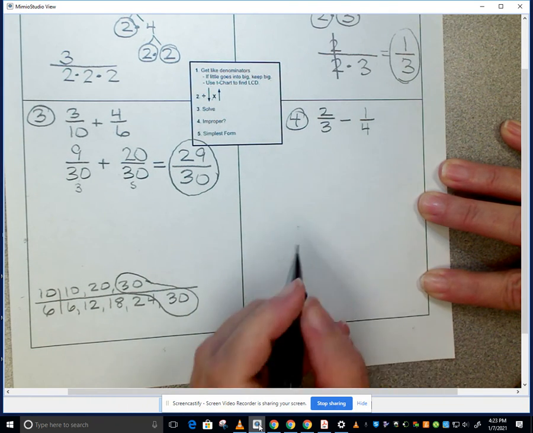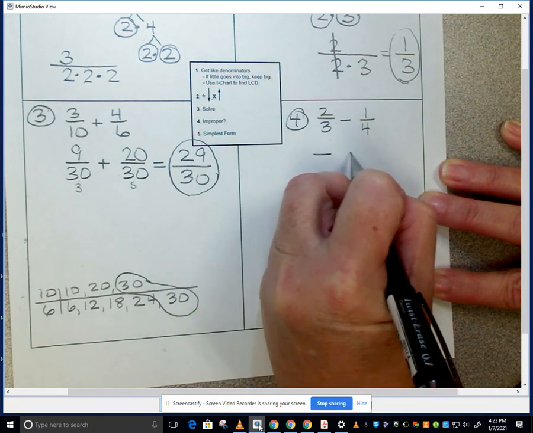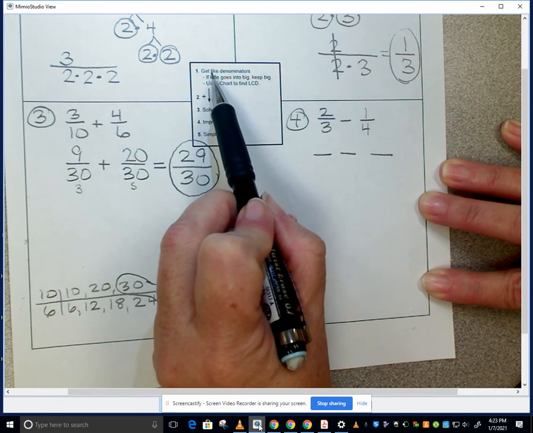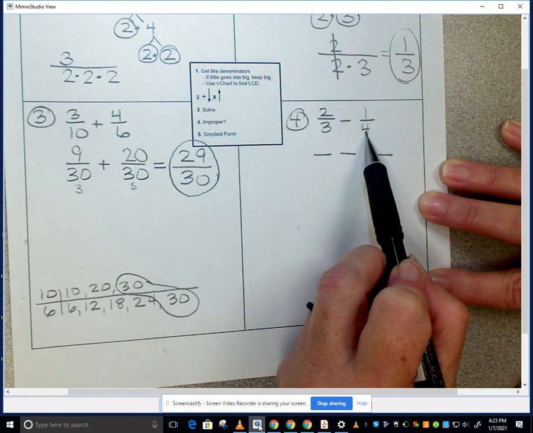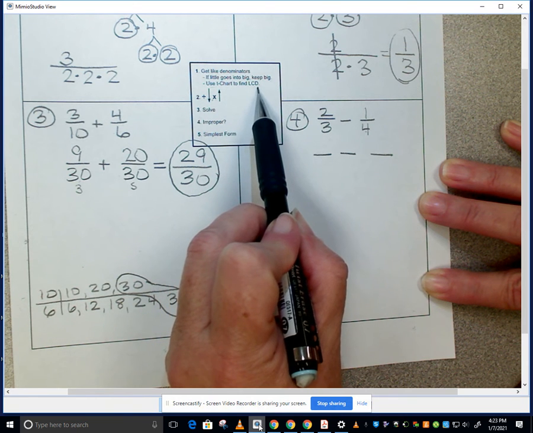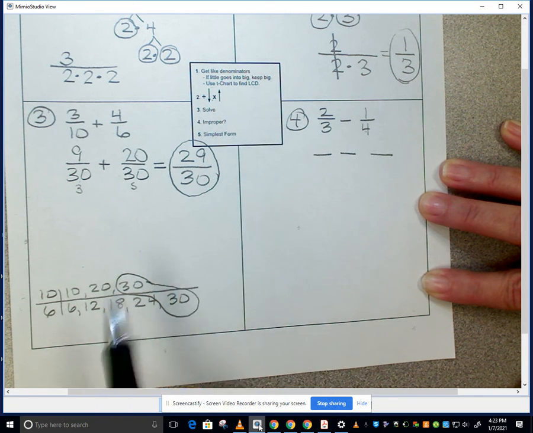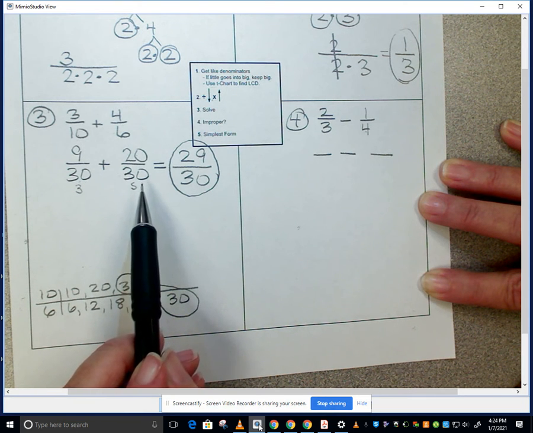All right, let's come over to number 4. 2/3 minus 1/4. All right, let's say I need to get like denominators. Remember, we've learned 2 ways. If little goes into big, keep big. Will 3 go into 4? Not evenly. So I go to the next option. Use a T-chart to find the LCD, which is least common denominator. See, we're looking for what they have in common, the least common. Actually, since these are multiples, it's the least common multiple. And the minute I put it on the bottom, it becomes a denominator, a least common denominator.